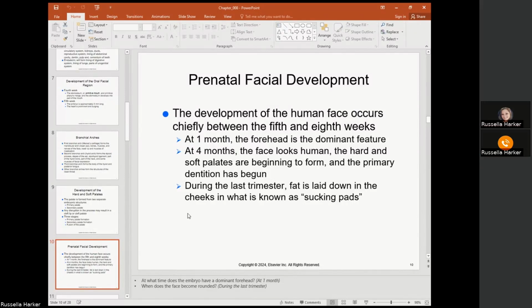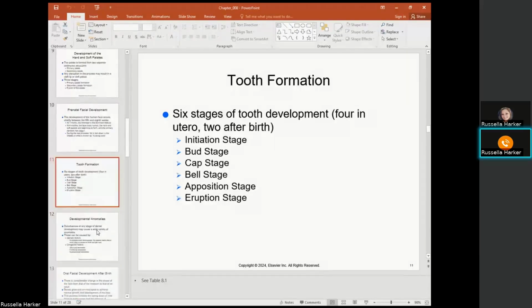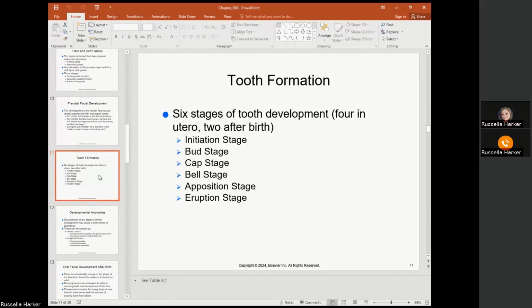So they give full, healthy term fetuses the characteristics of a round contour face, having these sucking pads laid down. Now, when we get into tooth formation, or odontogenesis is what it's called, it begins with the primary or baby teeth at the 5th week of the embryonic period.